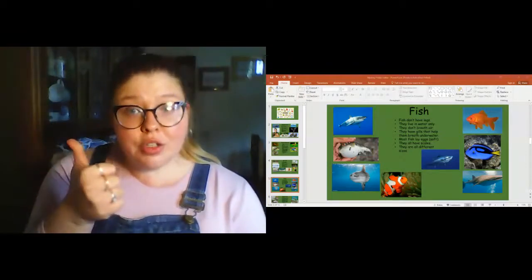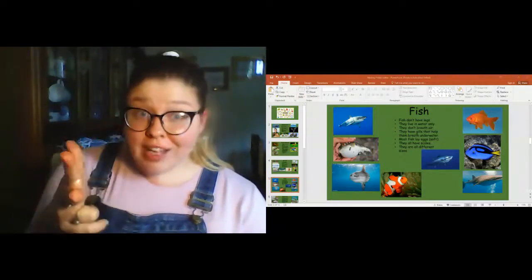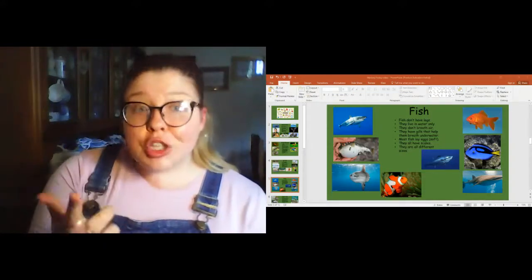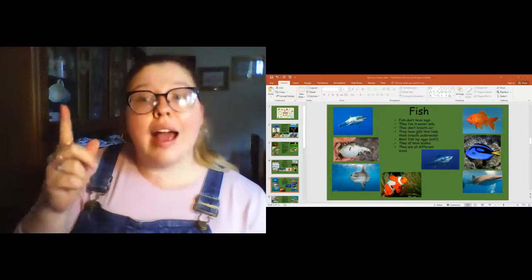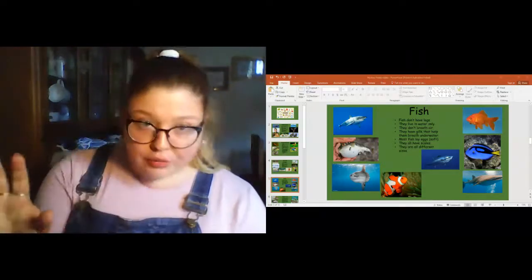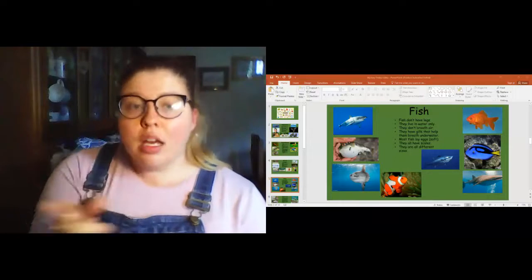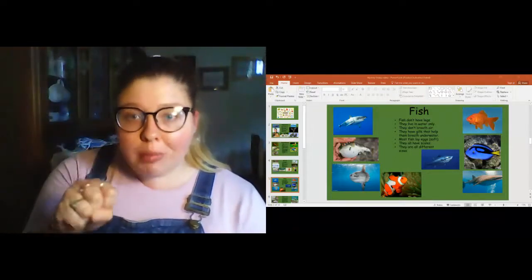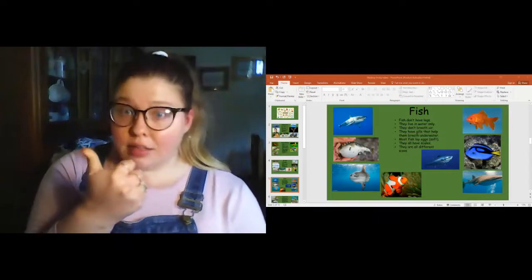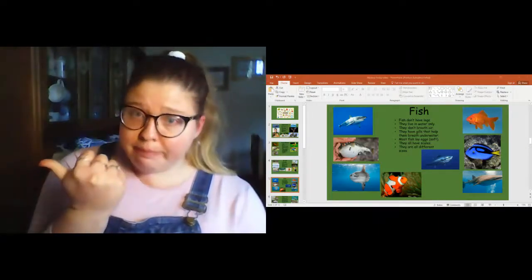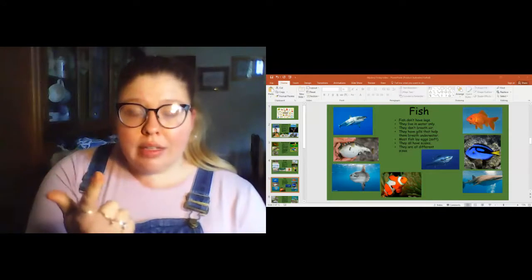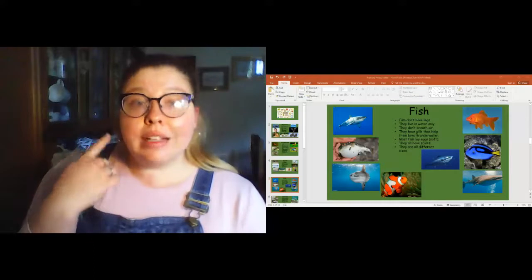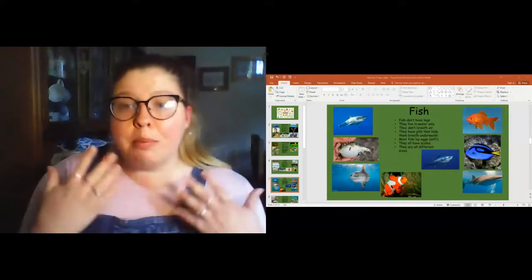Sharks are fish. Pufferfish. There's a sunfish there. A clownfish. A whale shark. Tuna. A blue tang, and a goldfish. And these are all different kinds of fish. Okay, so how we group those fish together, what they have in common is that fish don't have legs. They can't walk anywhere. They live in water only, and they don't breathe air. They have gills on the side of their necks that help them breathe underwater.